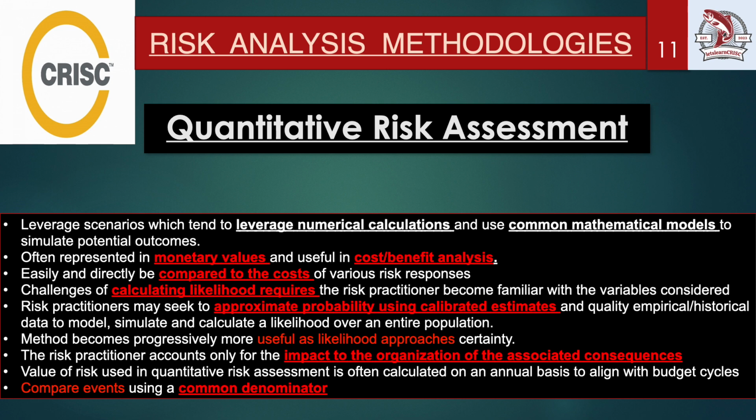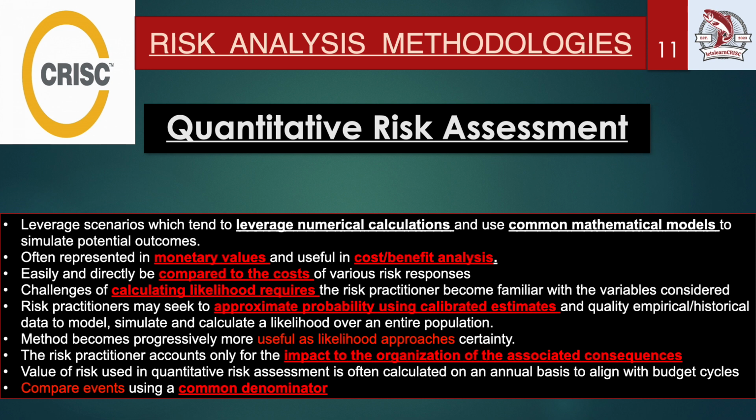Let's go to the next point: the risk practitioner may seek to approximate probability using calibrated estimates and quality empirical historical data to model, simulate and calculate a likelihood over an entire population. In this, note the words approximate probability using calibrated estimates. Friends, in cases where precise probability data is lacking, a risk practitioner may use calibrated estimates along with the available data to model and calculate likelihood. For instance, using mean time between failures for a large number of identical appliances to estimate when failure might occur.